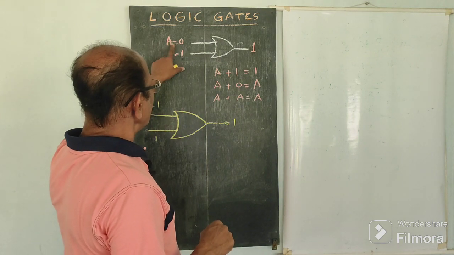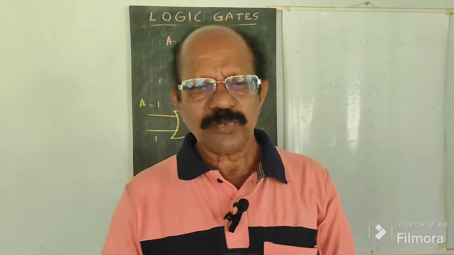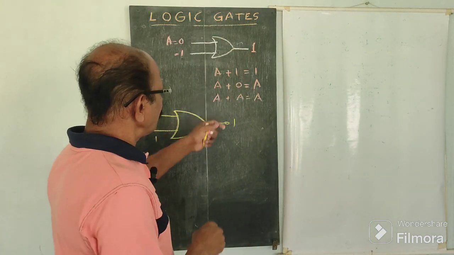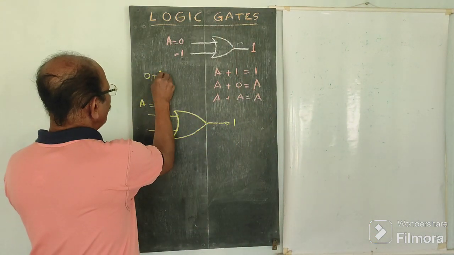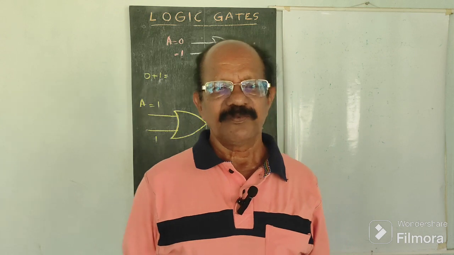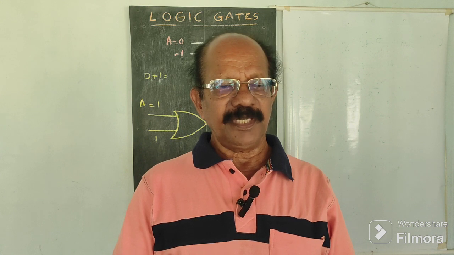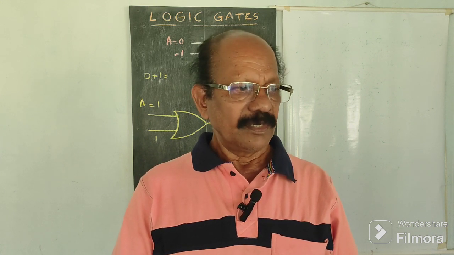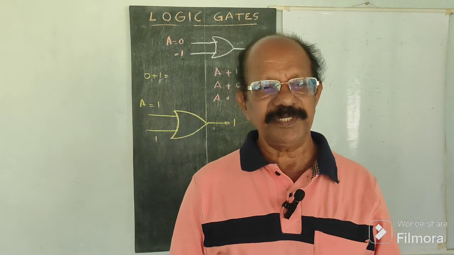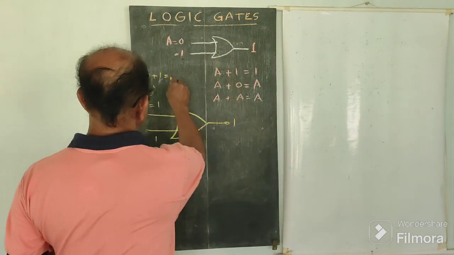As we know, A can have two values, 0 and 1. Then 0 or 1 is equal to, think, you can think what the answer will be. When A is equal to 1, the above expression is 1 plus 1 is 1. Hence, we find that irrespective of the value of A, the result is 1.